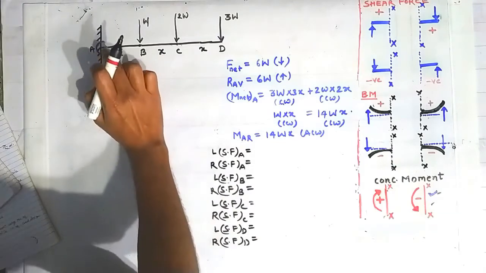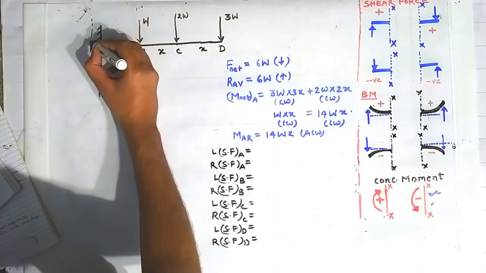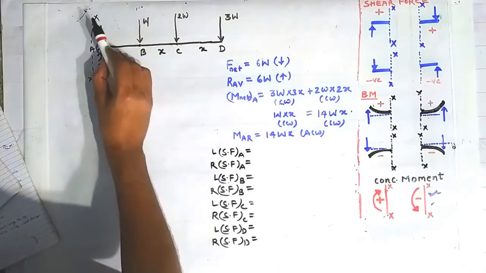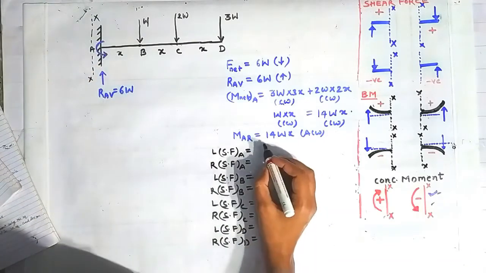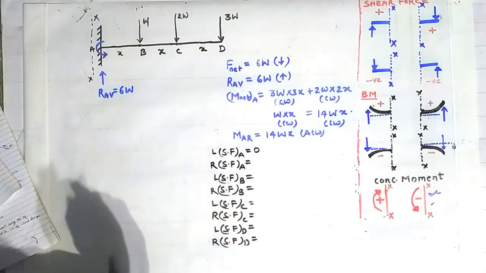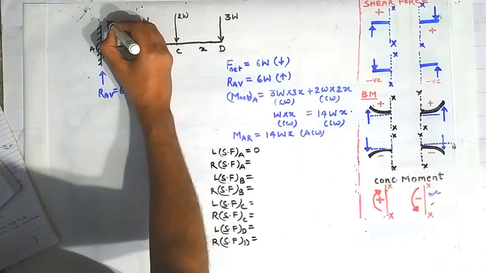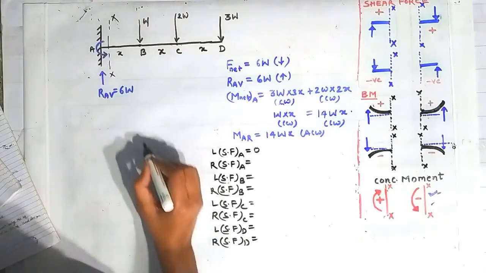Now we will calculate the shear force on the left side of the point A. For that we have to construct a section here on the left side of the point A. This is the section XX constructed here. Now looking on the left side of this section, we can see that there is no force lying. That's why the shear force on the left side of the point A is 0. Now if you want to find the shear force on the right side of the point A, we have to construct a section here on the right side of the point A. This is the section XX constructed here.